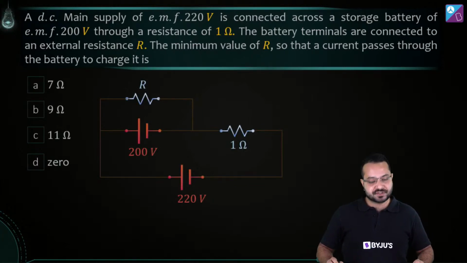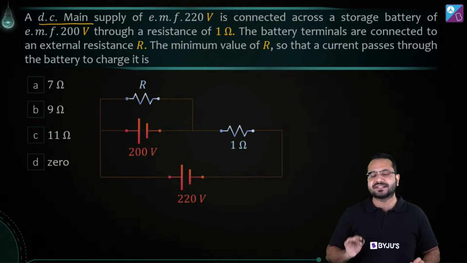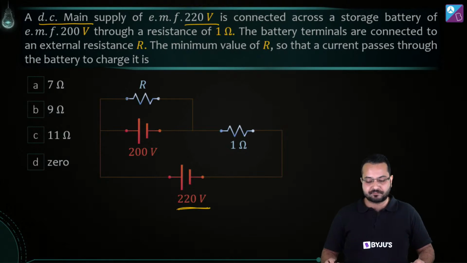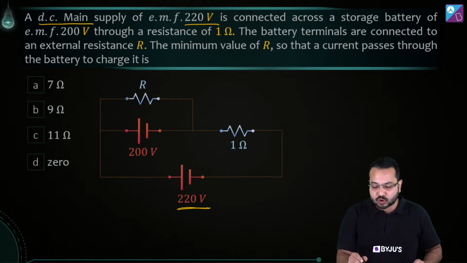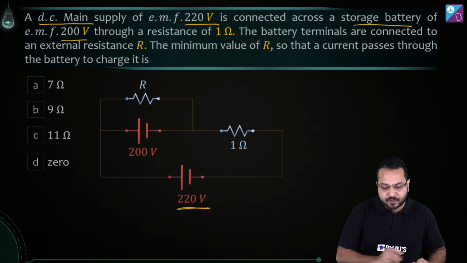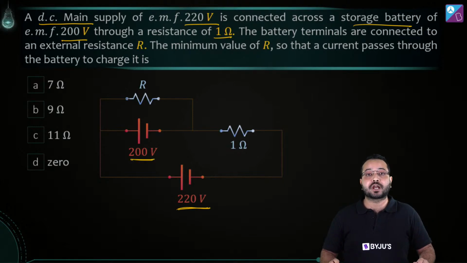What does the question say? We have a DC mains supply of EMF 220 volt, and it is connected across a storage battery. You can just think of it as a battery of EMF 200 volt through a resistor of 1 ohm. So here is the battery of 200 volt we are talking about, and here is the resistor of 1 ohm.